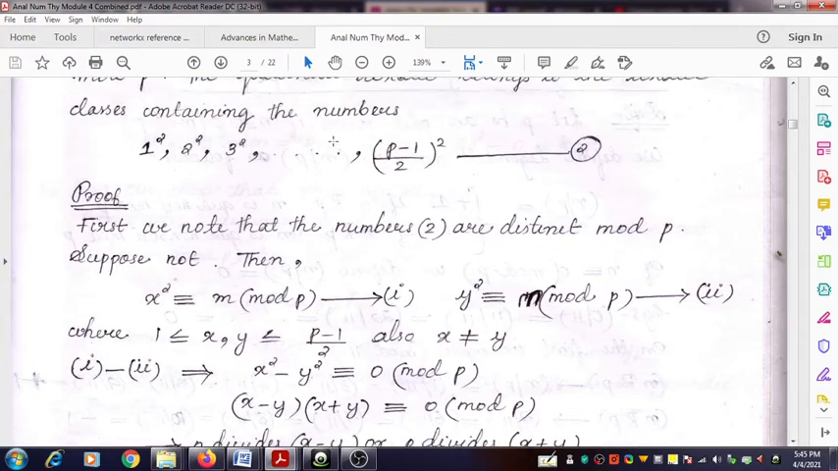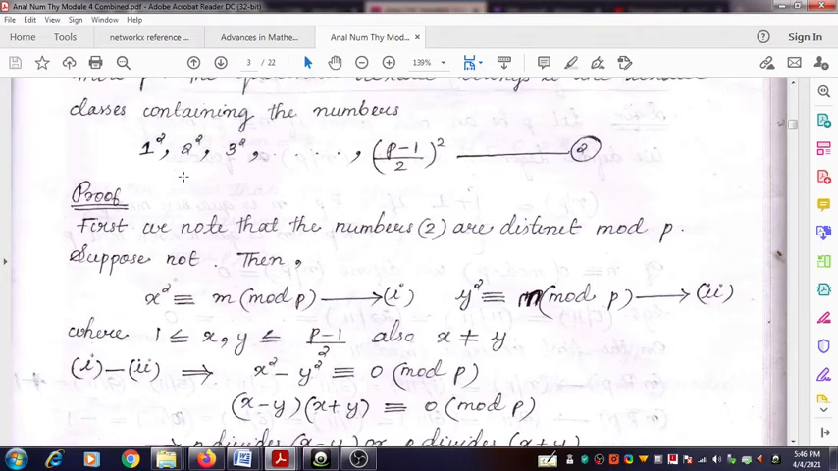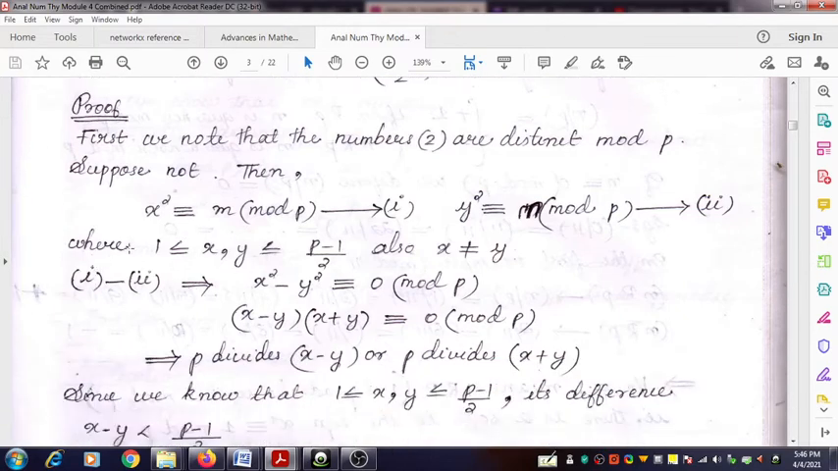According to the list selected, the numbers are the natural numbers starting from 1 up to (p minus 1)/2, and their squares are written in the list. So whatever numbers are selected for x and y, you are selecting two numbers from here. Because the starting number is 1 and the maximum number is (p minus 1)/2, we can write the condition that 1 is less than or equal to x, y, and both numbers satisfy x, y less than or equal to (p minus 1)/2.